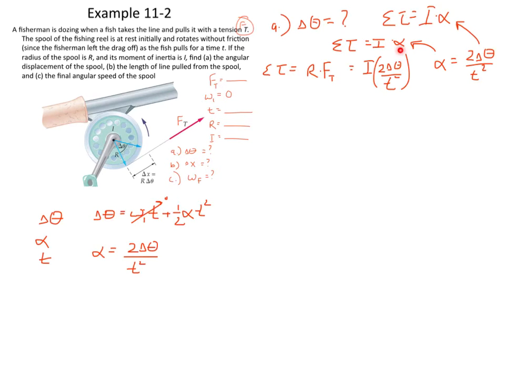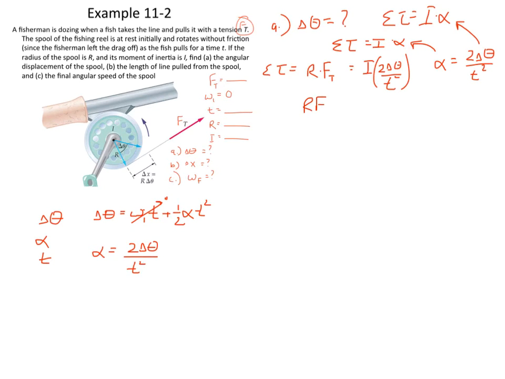Now we actually have our delta theta in terms of all the other things that we're given: our time, our moment of inertia, our force, and our radius. Let's just turn around and solve for that displacement right there. If we solve for that angular displacement, what's going to happen here? Well, time squared is going to get multiplied up, and our moment of inertia is going to get divided down. So it'll look like this.